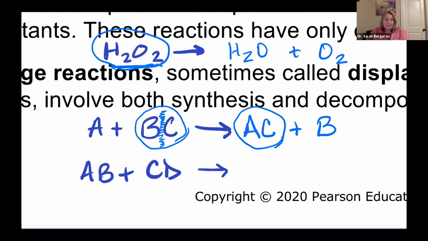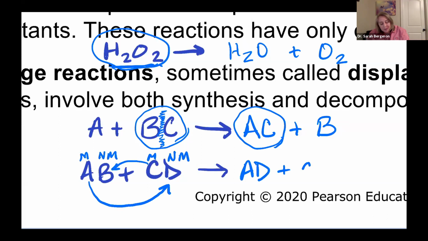You could have a little more complicated one where you're starting out with two products that have two different things at least in them. So usually what happens is this is a metal and a non-metal, a metal and a non-metal. And what we do is we basically exchange. So the metal from one pairs up with the non-metal from the other, and the metal from the first will pair up with the non-metal from the second. So you end up with something that is AD plus CB. So we basically broke apart CD, so that's our decomposition. We broke apart AB, that's decomposition. We made AD and we made CB. So they're both synthesis and decomposition.